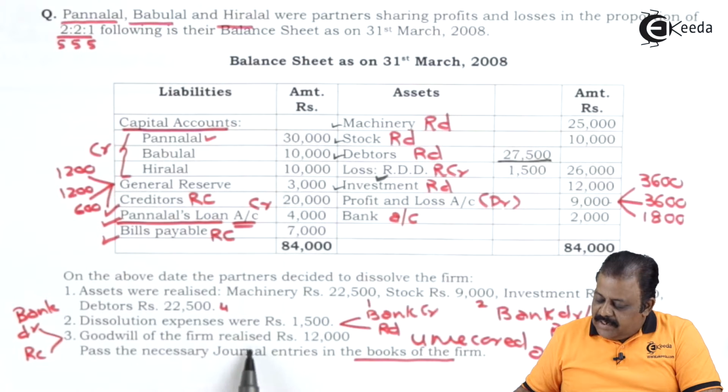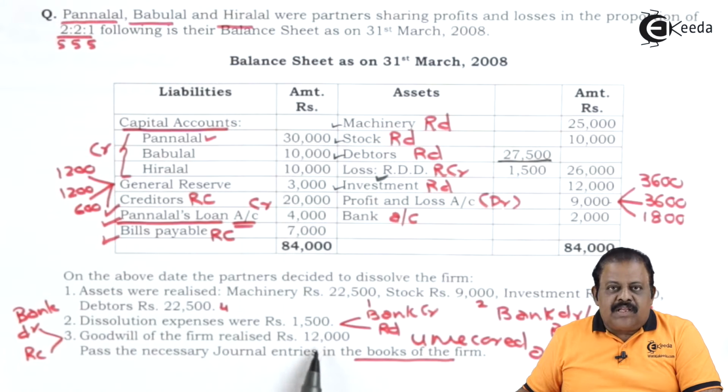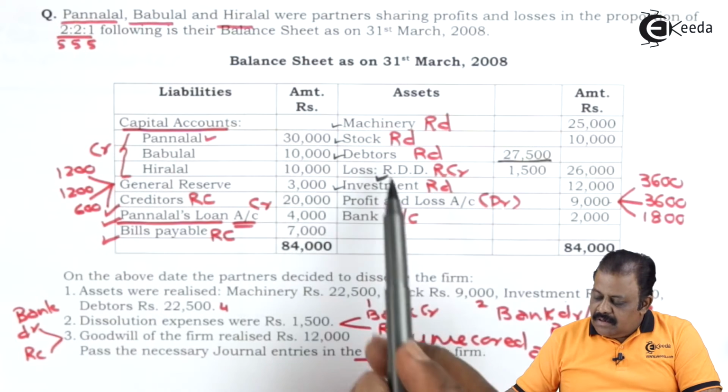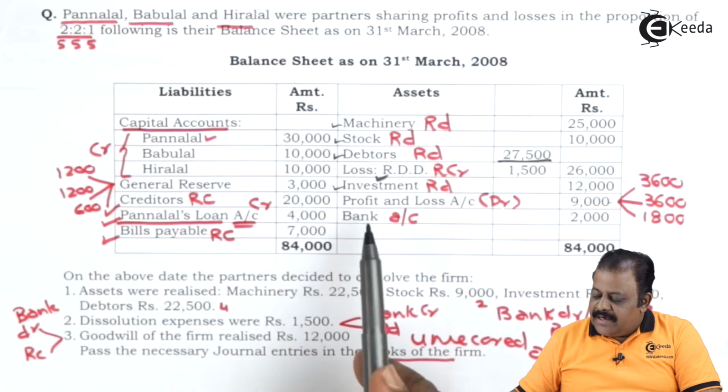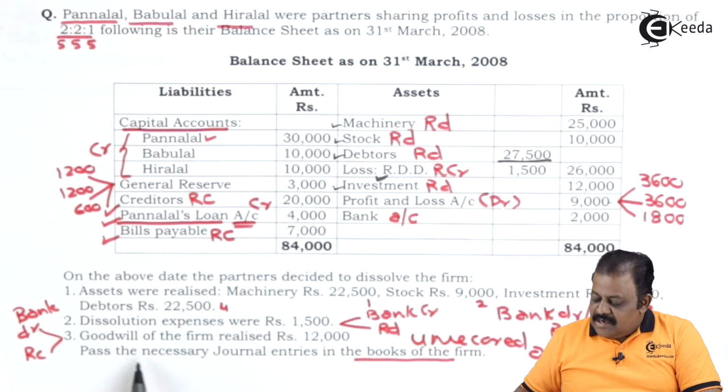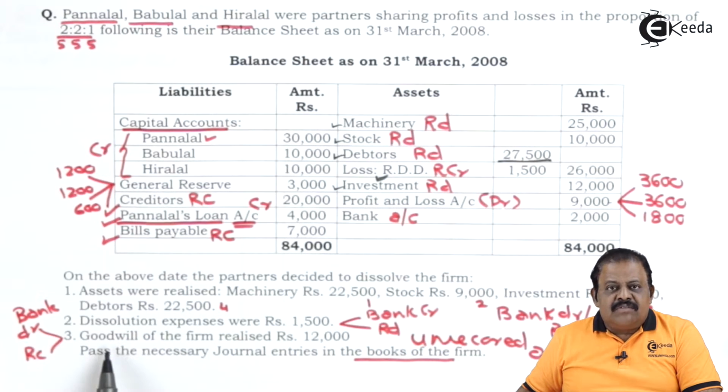Goodwill of the firm realized rupees 12,000. Here on asset side we don't have the item goodwill, so this is an unrecorded asset which is sold at the time of dissolution. Cash is received, so cash bank account will be debited and realization account will be credited.